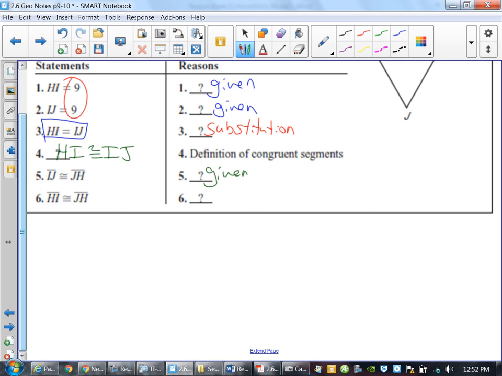See, not substitution. Look at this. We have this diagonal again. What is that when you have the diagonal? What is it? Transitive. Very good.